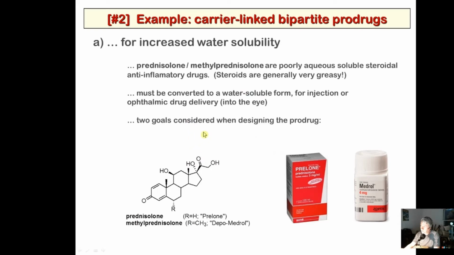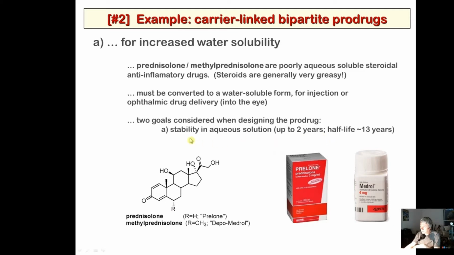So there's two goals we'll consider when designing this kind of prodrug. Stability in aqueous solution. So when you think about a drug, if the drug or prodrug is not stable for large periods of time, it makes it impractical, right? We'd rather have a drug that we could have stored, like in solution or whatever, for a large period of time, maybe a couple of years.